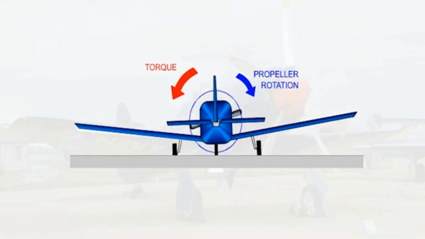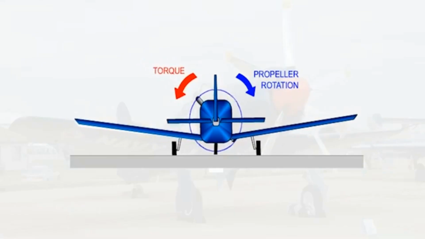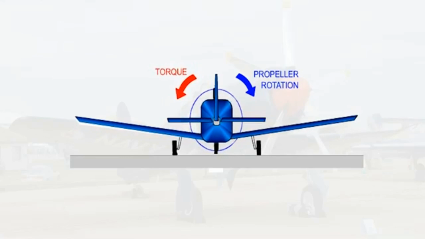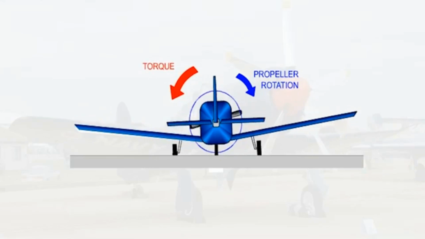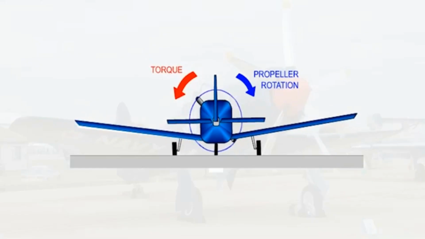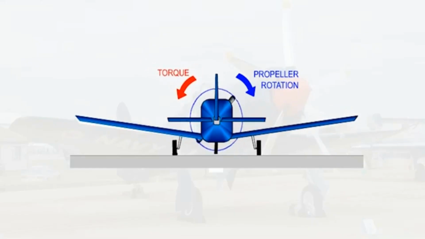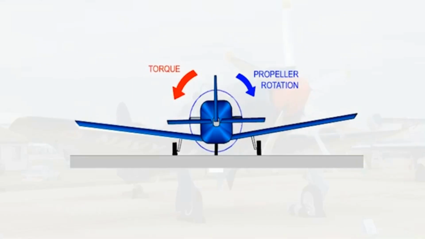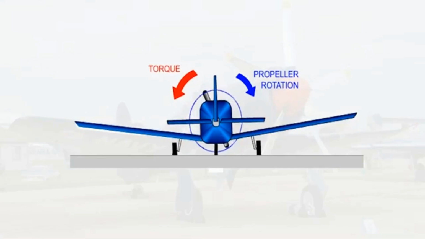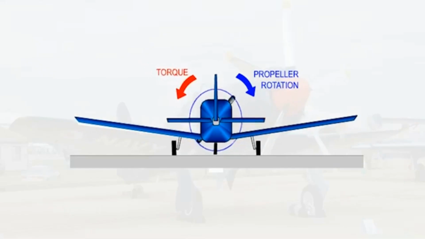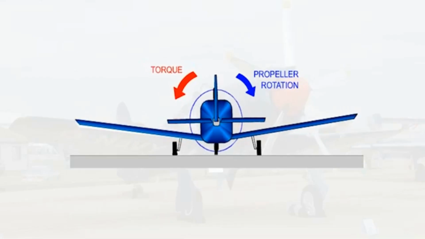Torque reaction will be greatest during high-power, low-indicated airspeed flight conditions. Low indicated airspeed will reduce the power of the controls to counter the turning moment due to torque. Torque reaction can be eliminated by fitting contra-rotating propellers. Torque from the two propellers, rotating in opposite directions on the same shaft, will cancel each other out.